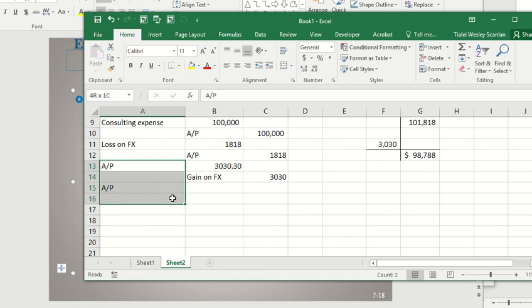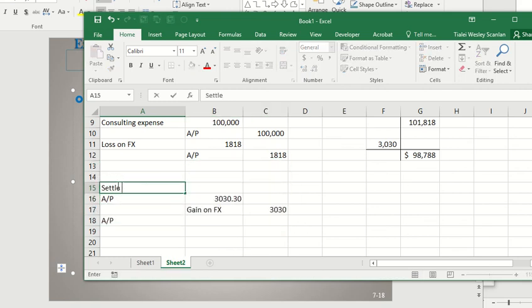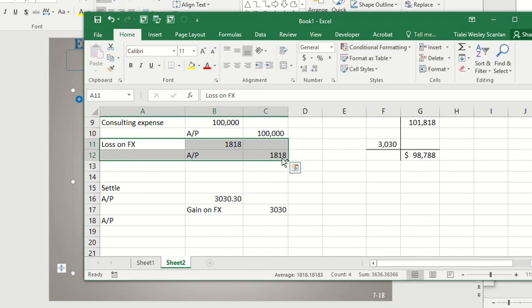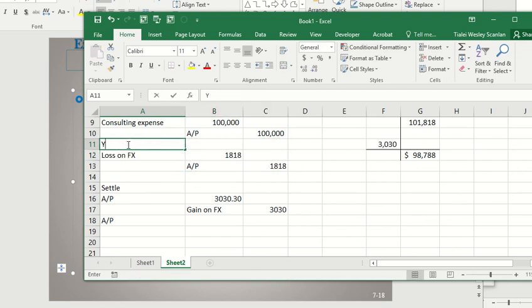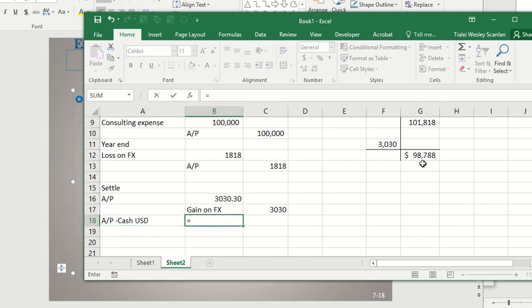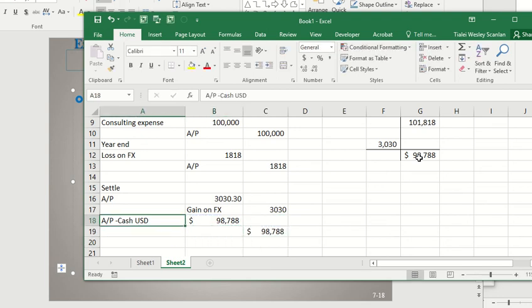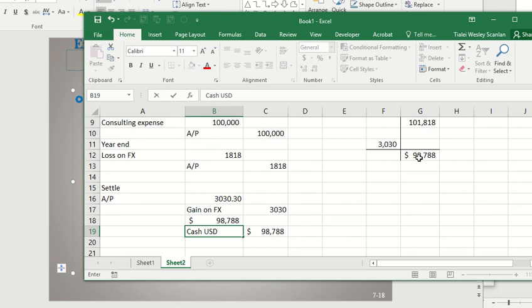So this is settlement date. This is year end. And this is the transaction date, this consulting expense. So finally, in accounts payable, we will pay cash. First, we'll have cash, that's US dollars. We'll go take that to the bank, and it's worth 98,788, right? And then we'll go trade that. Oh, no, sorry. Cash, US dollars, goes down, right?